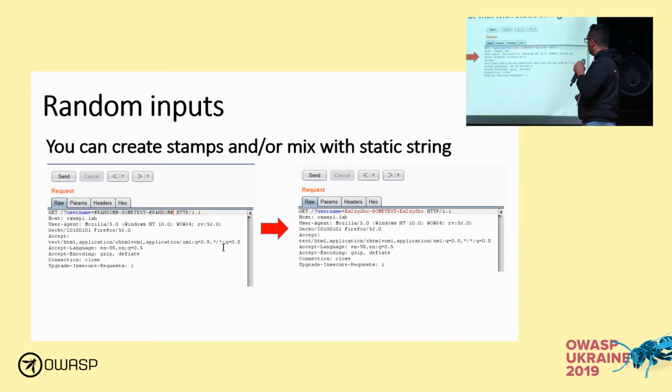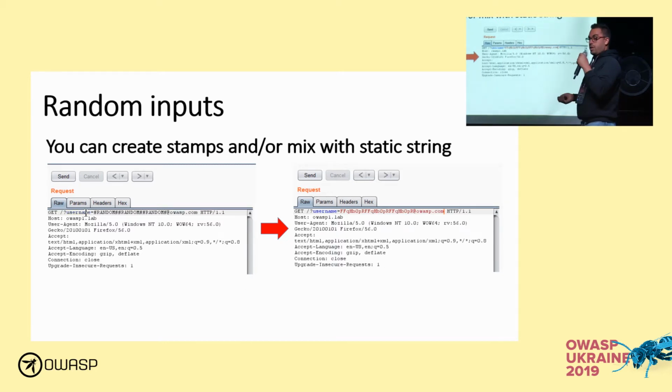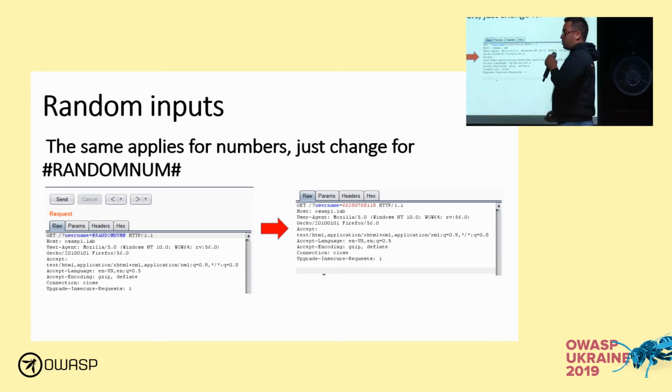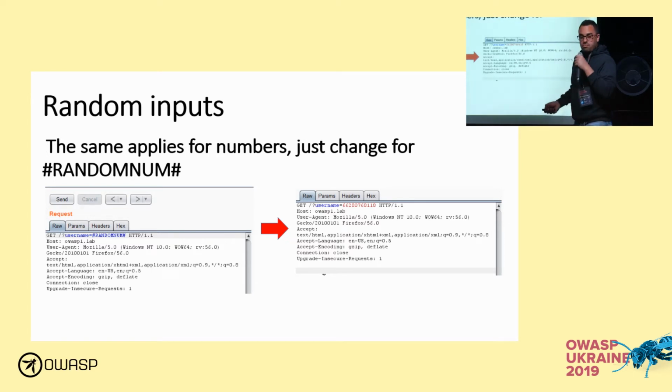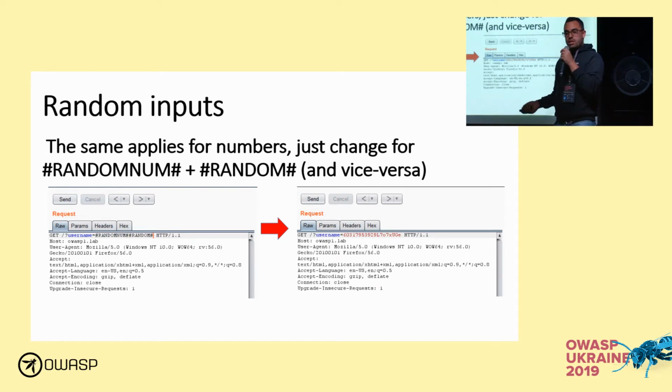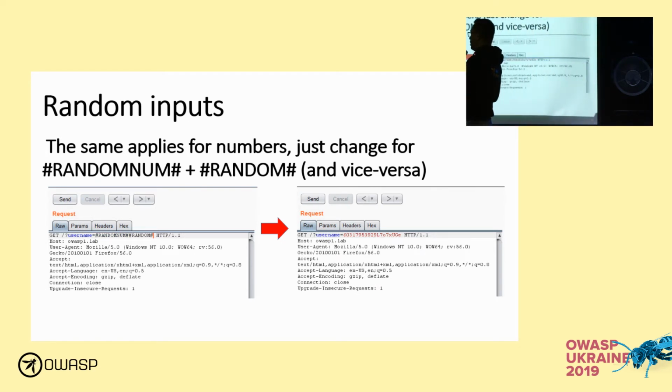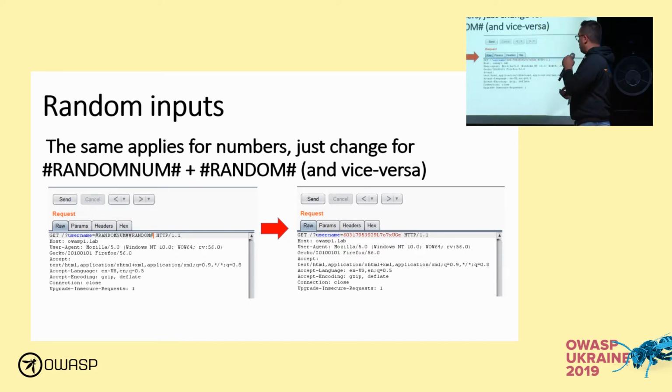More stuff, some different approach, and you can put as many random parts as you want. If you want to create random stuff using numbers, it's really easy. It's the same idea. You can use random num, so then you have random num. And you can mix them, so you can create random strings and random numbers. So it's pretty easy, same stuff, now you have it.